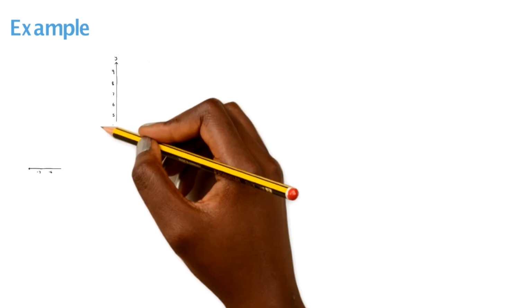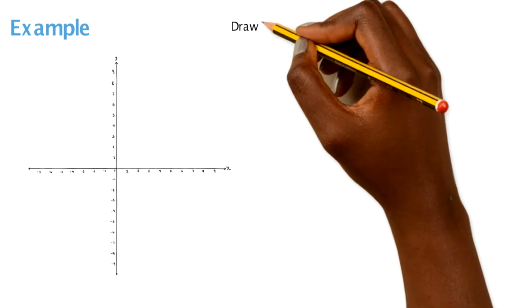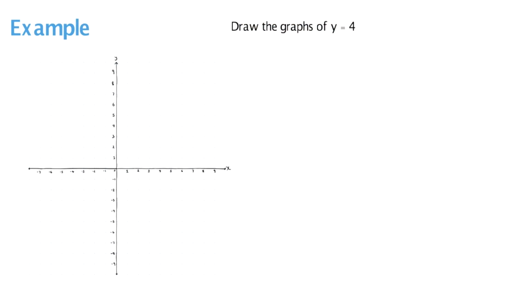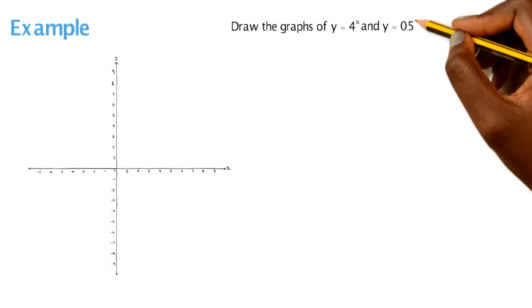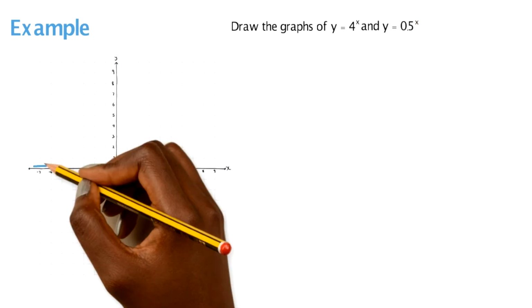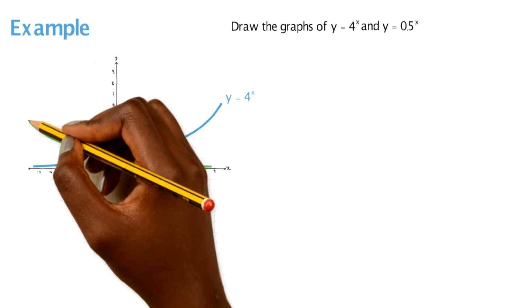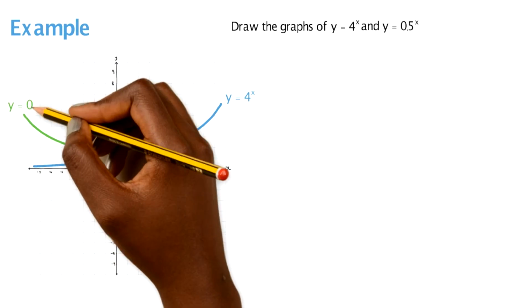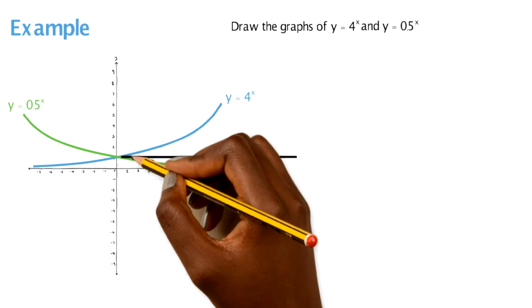Example. So we've got a sketch graph here, and let's say the question says draw the graphs of y is equal to 4 to the power of x and y is equal to 0.5 to the power of x. So this would be our y is equal to 4 to the power of x because our a value is greater than 1, so it's going to be exponential growth. Whereas our y is equal to 0.5 to the power of x is between 0 and 1, so it's going to represent exponential decay.